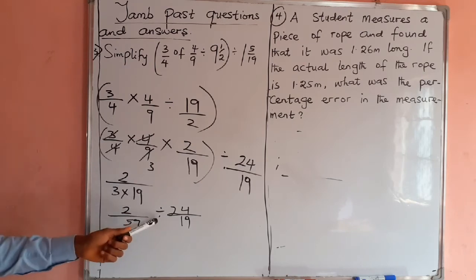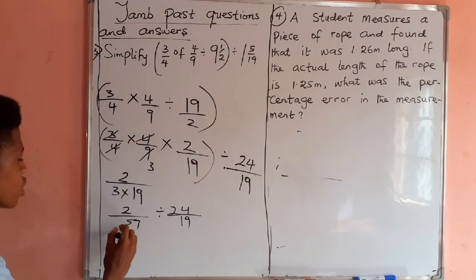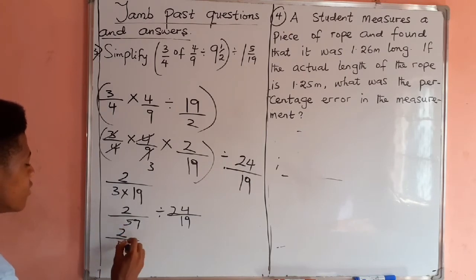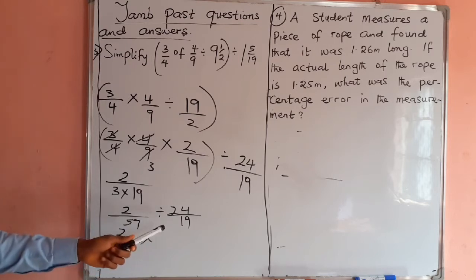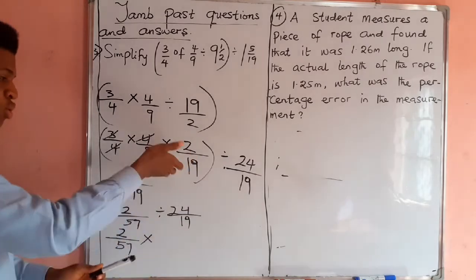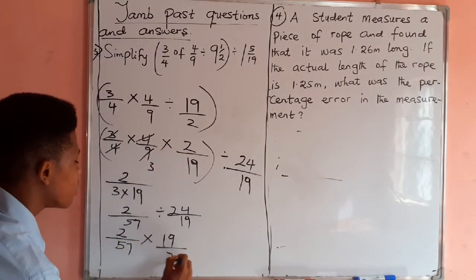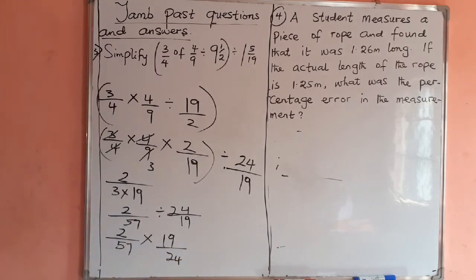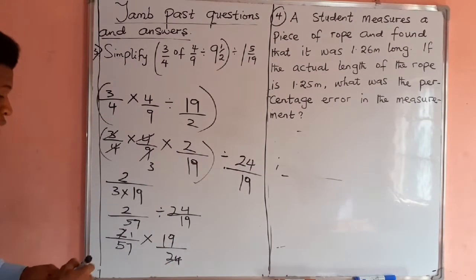And of course, we know we have to change this divide to what? Multiplication. Thank you. So it will be what? 2 over 57 multiplies what? The numerator comes up, the denominator goes down. So this will be what? Times 19 over 24. And of course, from here we can just divide both sides. 2 cancels itself. 2 here goes how many times? 24 divided by 2 is 12.